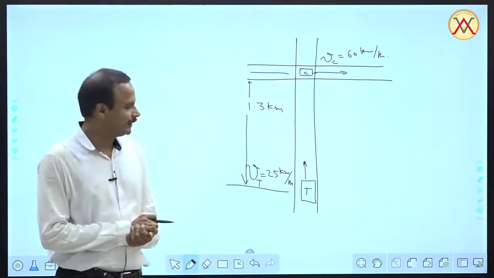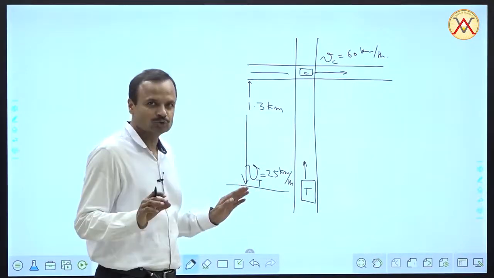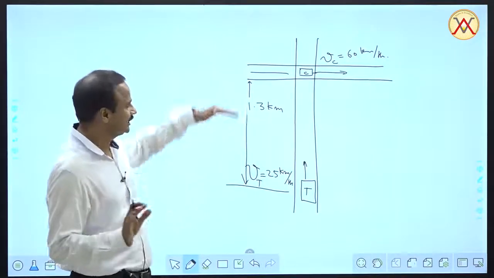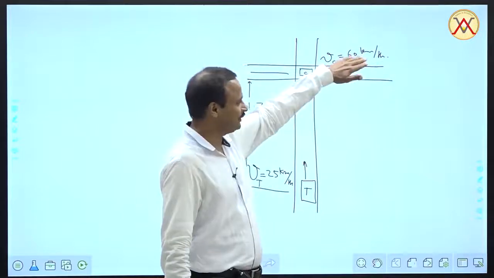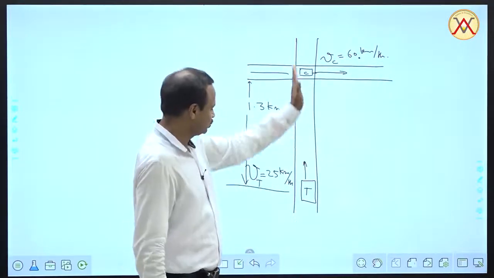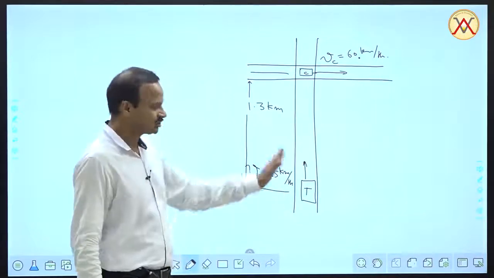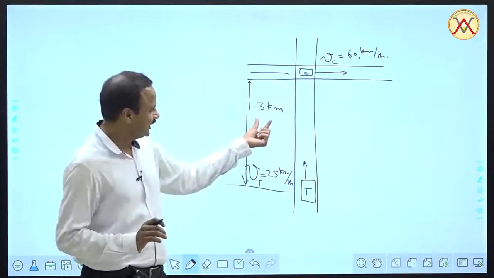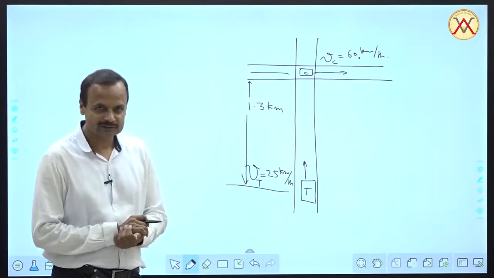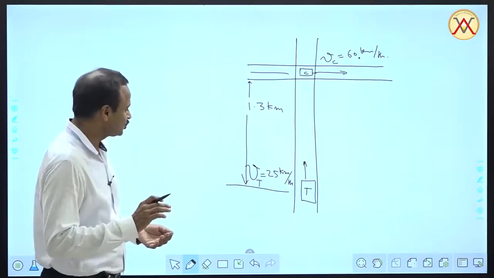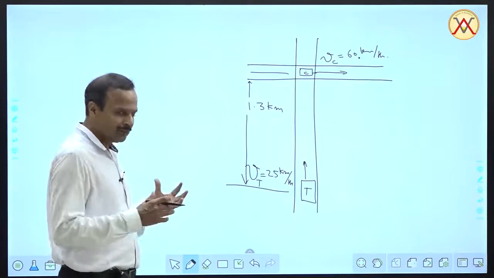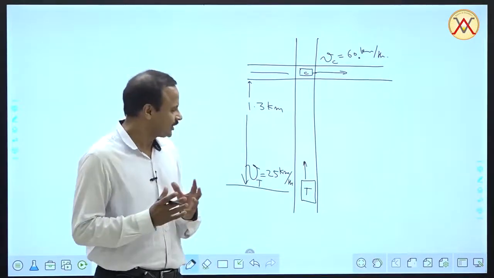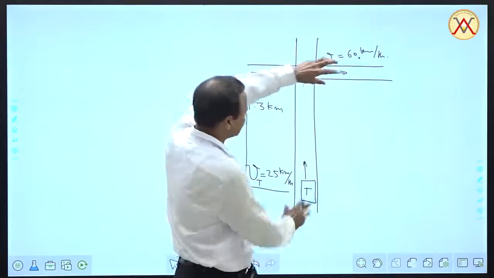We have to find the minimum separation between these two vehicles. It is given that both the vehicles are moving at constant velocity. So the car just continues to move with the same velocity towards east, the truck continues to move with the velocity of 25 km/h towards north. Constant velocities, we have to find their minimum separation. Initial separation is 1.3 kilometers. Now how to solve such problems? See, this problem appears slightly complicated to us because both the vehicles are moving.